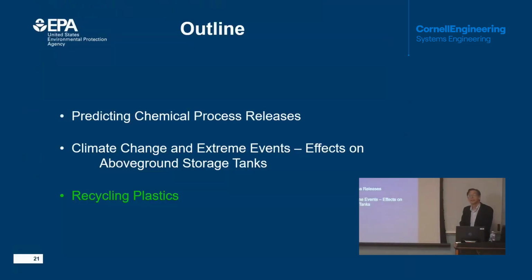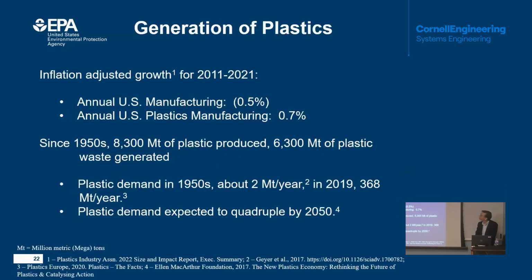So finally, we're going to talk about recycling plastics. This is ongoing work. Perhaps we're all aware that generation of plastics is increasing. In the U.S., in this time period, it was 2011 to 2021, and the COVID year of 2020 was in there. So I think maybe manufacturing was really down during part of this period. And so that's why you might see the annual manufacturing growth was actually negative for that period.